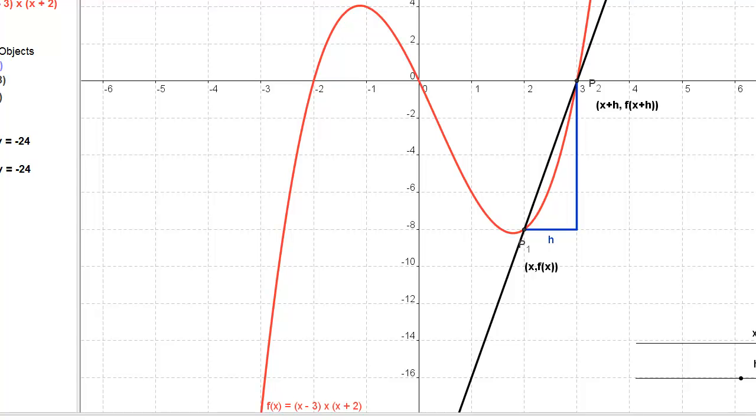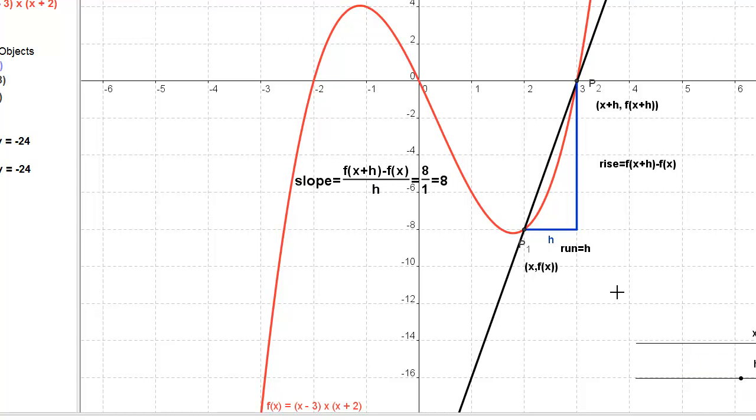Okay, so in other words, my run is h, and my rise is going to be f at x plus h minus f at x. And so I can get my slope equation, and it looks like this. And right now I am happy because my slope is 8.